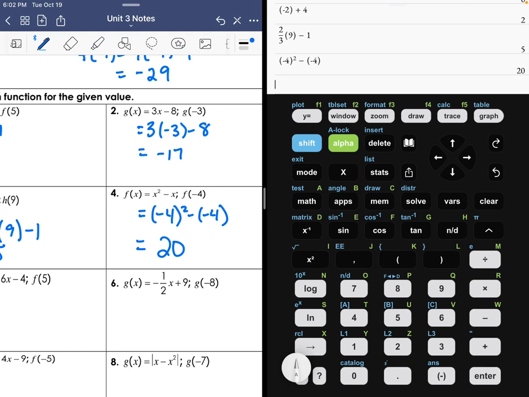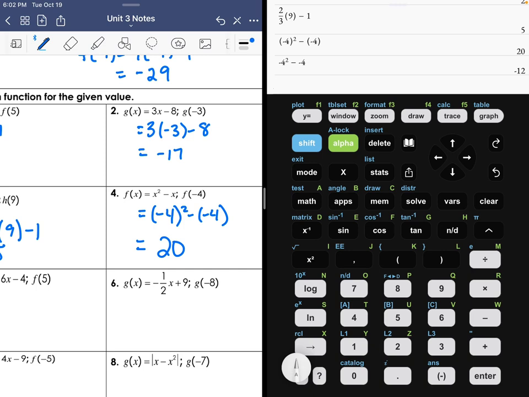If you left out the parentheses, you would not get 20. Negative 4 squared minus negative 4 is only negative 12. Much, much different. Do you want me to owe you $12 or do you want me to have my own $20? Big difference.